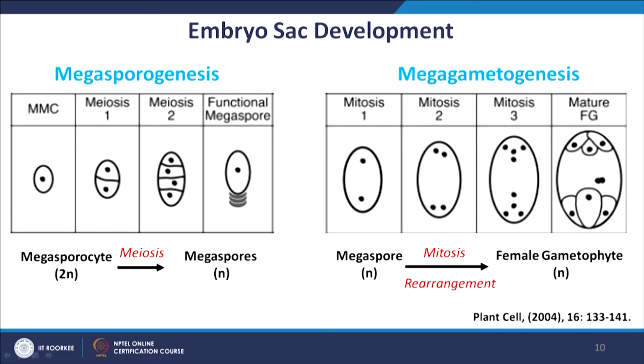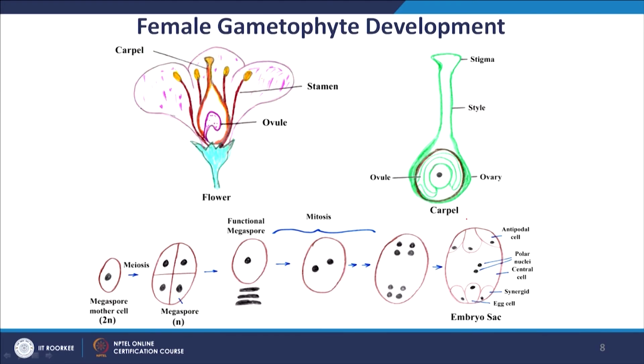Then another stage is megagametogenesis, where these megaspores undergo mitosis, cell division and rearrangement to generate a female gametophyte. This female gametophyte, which is also called the embryo sac, contains 3 antipodal cells at the apical region of the embryo sac. Then it has 2 synergids and 1 egg cell at the basal end, and then a central cell containing 2 haploid polar nuclei.